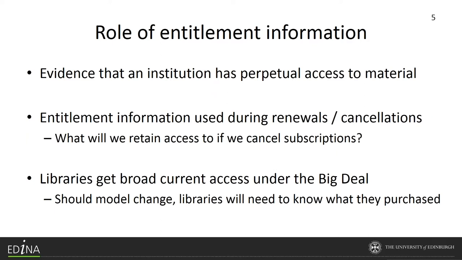So, the role of entitlement information. Essentially, it's evidence that an institution has perpetual access to material. And this is entitlement information that's used during renewals and cancellations. It answers the question, what will we retain access to if we cancel subscriptions? Which is particularly important as libraries get broad current access under big deals. And if the model changes and little bits drop in and out of the big deal all the time, libraries need to know what they purchase and what they have entitlement to.